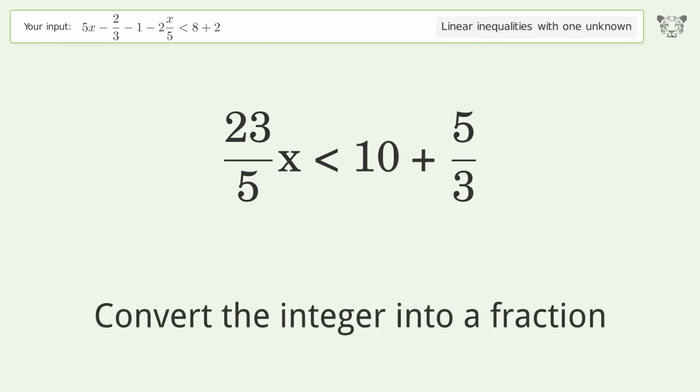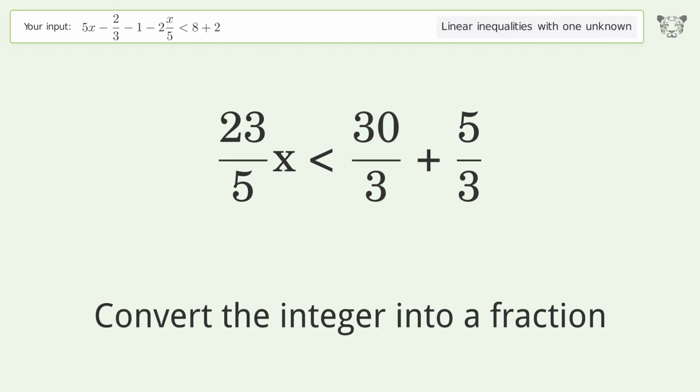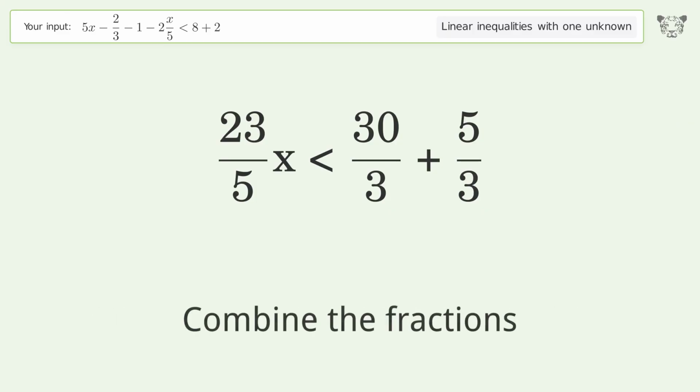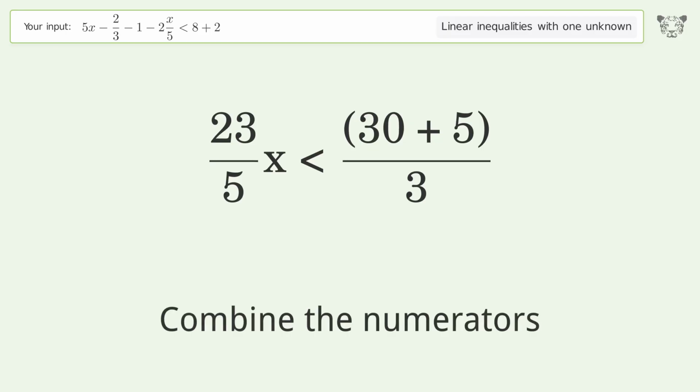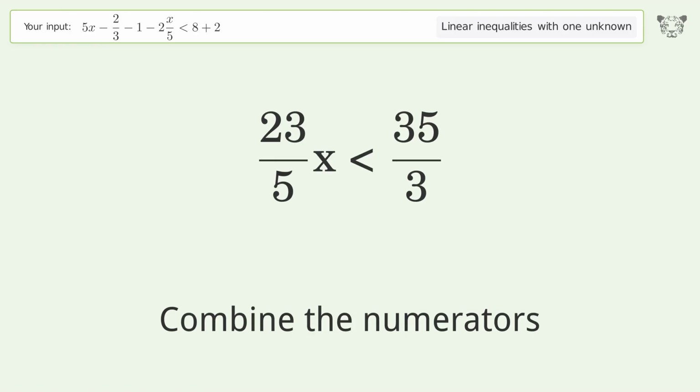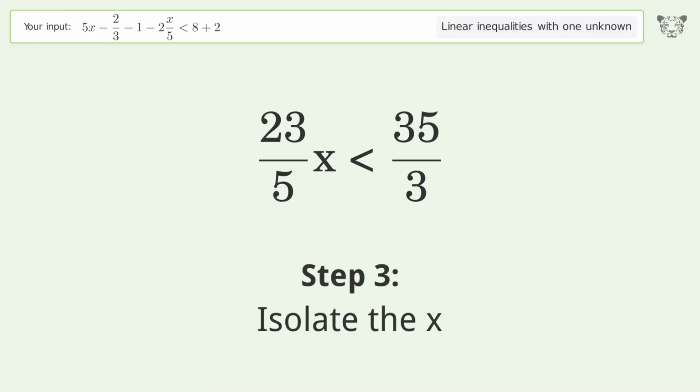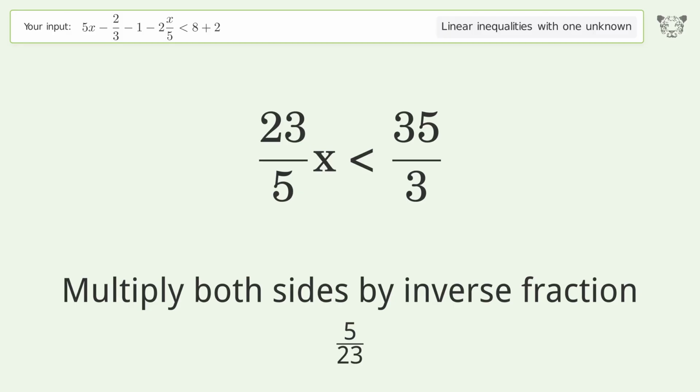Convert the integer into a fraction. Combine the fractions. Combine the numerators. Isolate the x. Multiply both sides by inverse fraction 5/23.